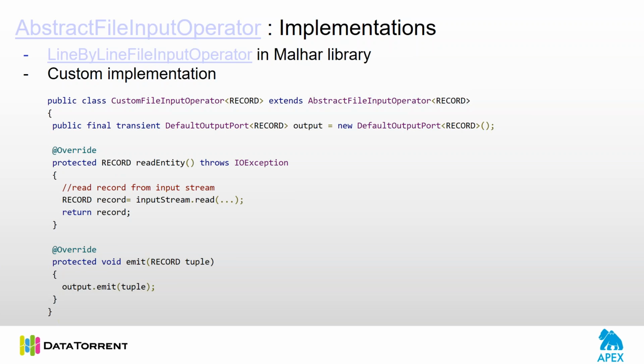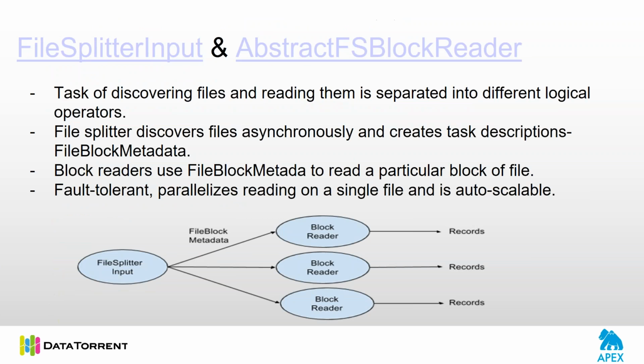To create a custom implementation, you need to extend AbstractFileInputOperator and provide implementation for 2 abstract methods, readEntity and emit. Typically, emit will just emit the record on the output port. So now the other solution that we have for reading is FileSplitterInput and AbstractFSBlockReader. In this solution, the task of discovering files and reading them is separated into different logical operators. The file splitter discovers files asynchronously and creates task descriptions which are called file block metadata.